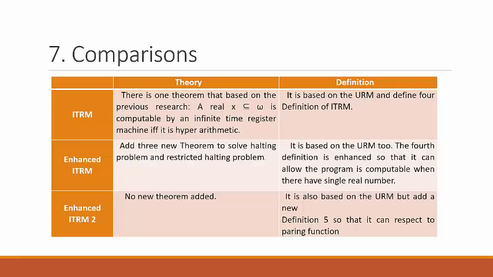Here is the table of the comparison of the 3 papers. Of the ITRM, the first paper has only one theorem, and the second paper adds 3 new theorems to solve the halting problem and the reach halting problem. The third paper has nothing added. The first definition of the second paper is enhanced so that the problem is computable when there is a single real number.